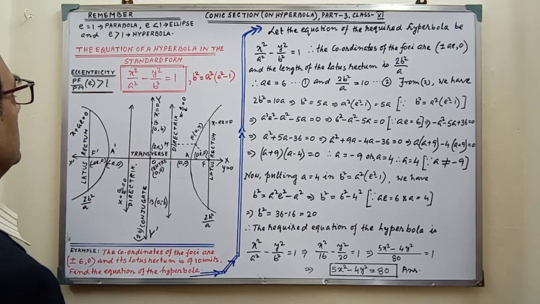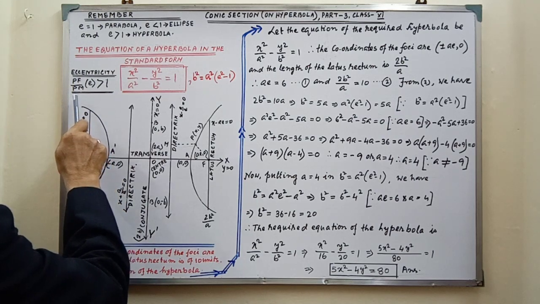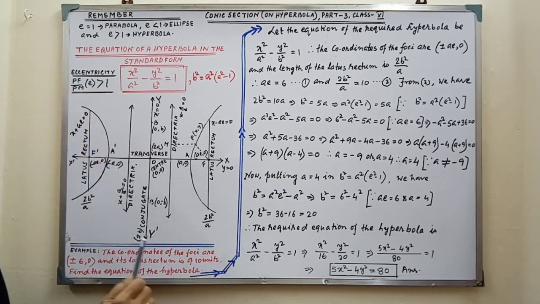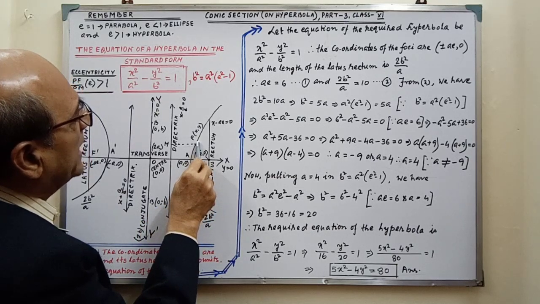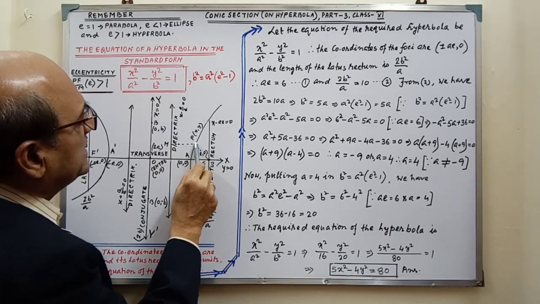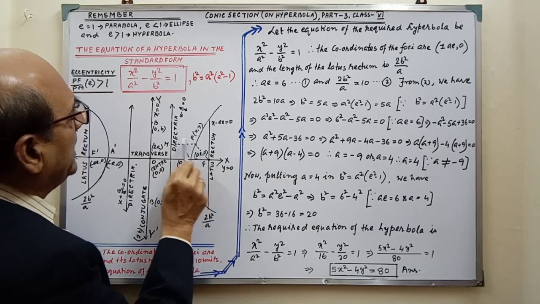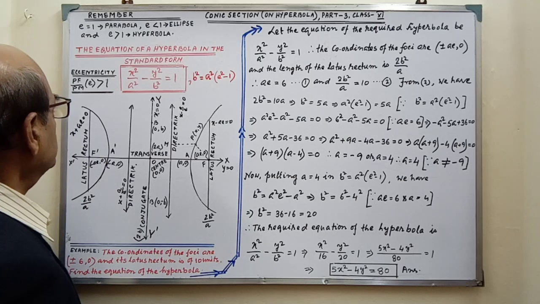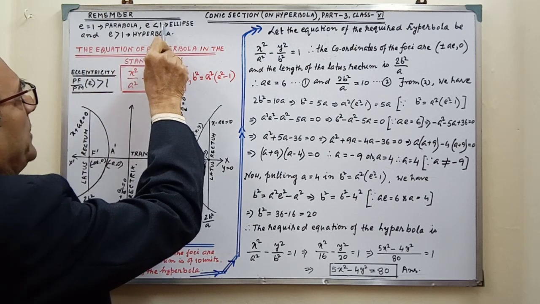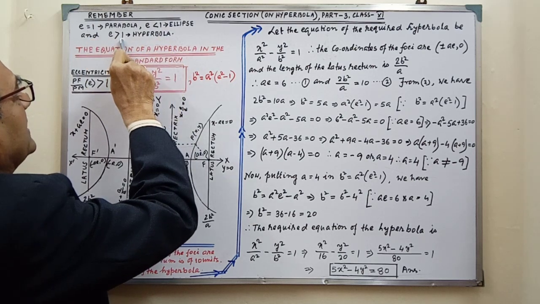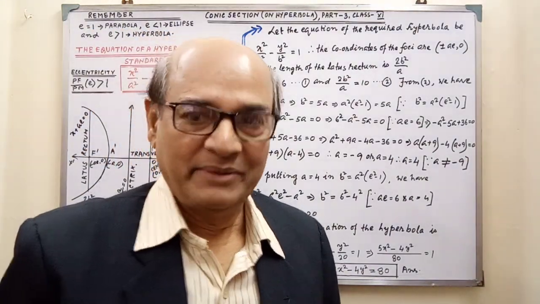e equal to 1 for parabola. What is e? That is eccentricity. What is eccentricity? That is PF by PM. P is any point on the parabola, hyperbola or ellipse, with coordinates x, y, and PF is the distance from the focus and PM is the distance from the directrix. That is known as eccentricity. In case of parabola, eccentricity equals 1. In case of ellipse, it is less than 1, and in case of hyperbola, greater than 1. That you have to remember.